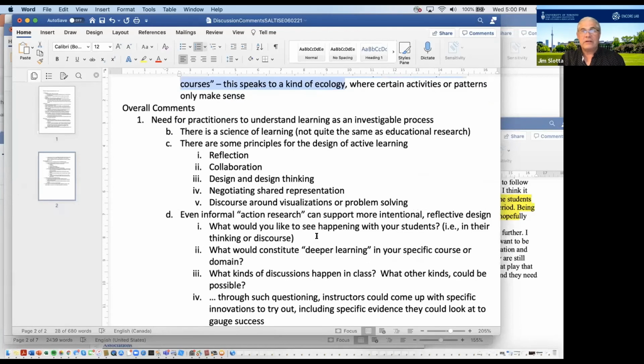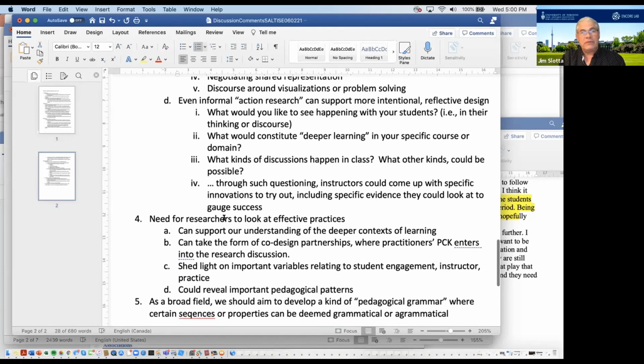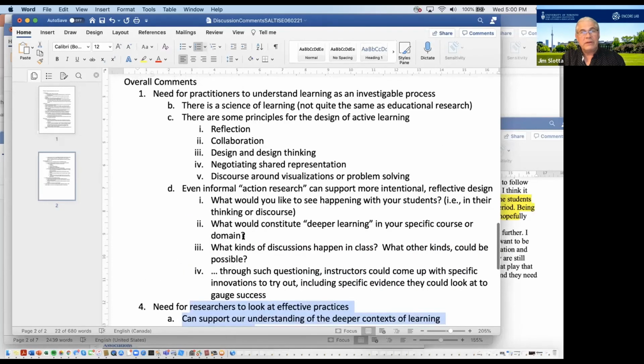And then finally, just to close, there is a really great battery of input of crosstalk between practice and research that's related to active learning. I should have started with the need for researchers to look at practitioners because honestly, that's where this session is coming from. As a researcher, I'm hoping that my work becomes available to practitioners, and I know that Saltese is a largely practitioner audience, so I think it's important for them to understand learning as something that can be investigated. That there is a science of it.